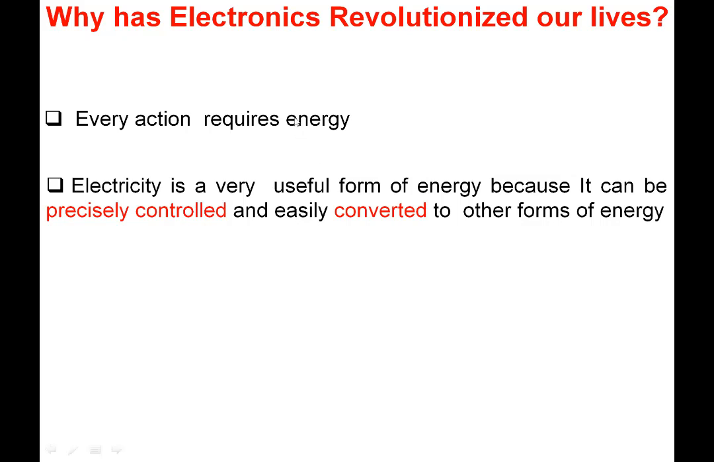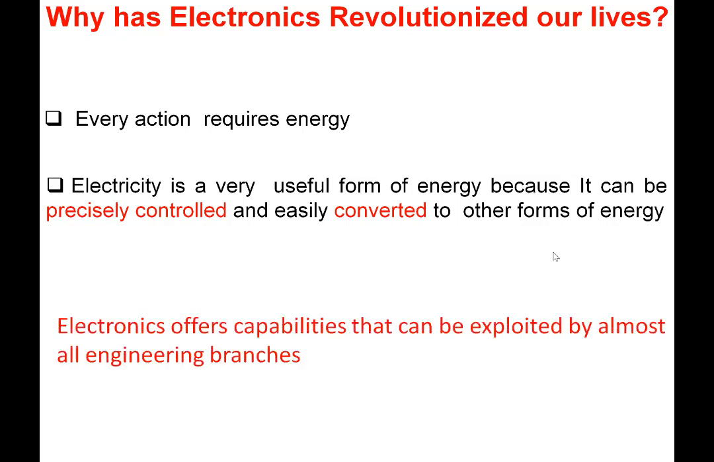See, the first statement says, no matter what you are thinking of doing, you require energy, right? And the second statement is saying that electricity is a very useful form of energy. Why? Because I can precisely control it. Control it means what? I can make it do what I want. Once I control something, I can make it do what I want. So it can be precisely controlled and converted to other forms of energy. And therefore, electronics offers capabilities that can be exploited by almost all engineering branches.